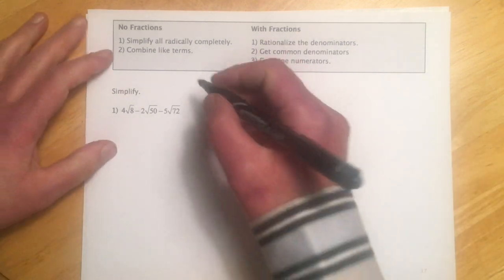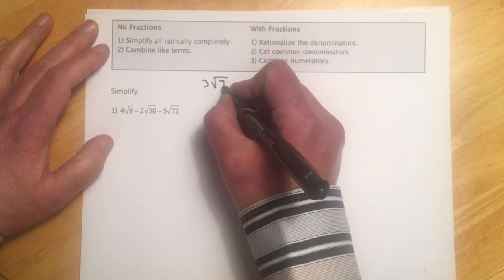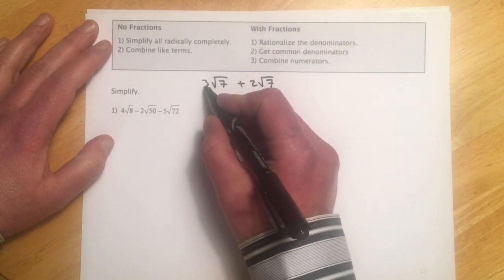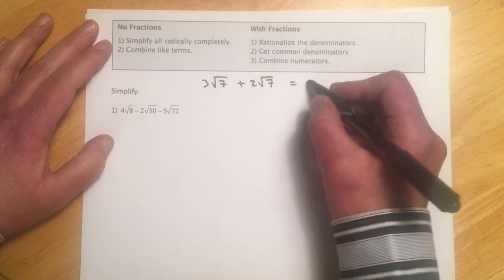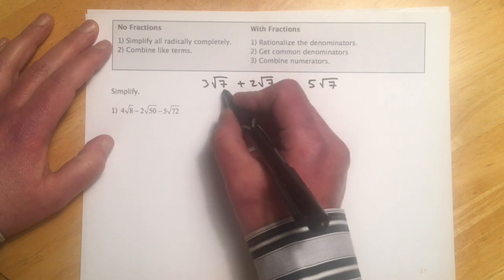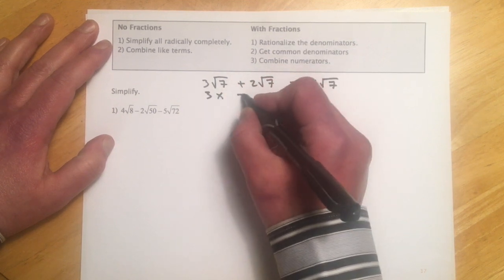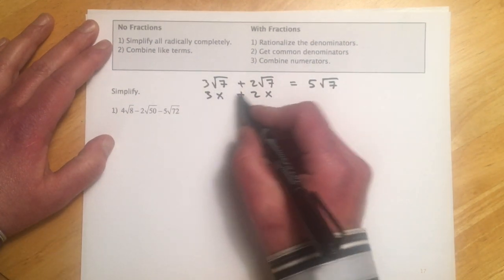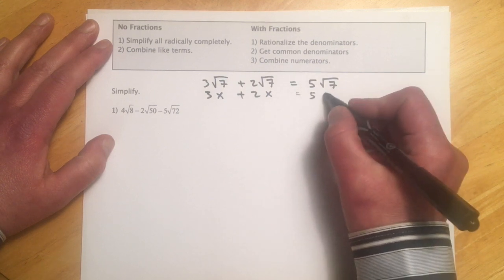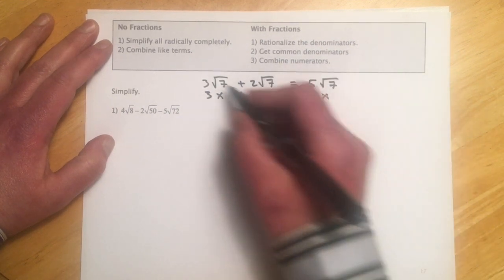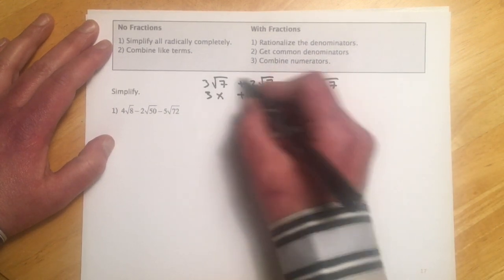So for instance, if I had 3 root 7 plus 2 root 7, that's just like saying I have 3 of these plus 2 of these, and that makes 5 root 7s. A good way to think of these is if it works with an x, it works with a radical. They basically work the same way. So 3 x's plus 2 x's makes 5 x's, and you'll see the radicals do the same thing. You're adding the numbers in front, but these have to be the same.